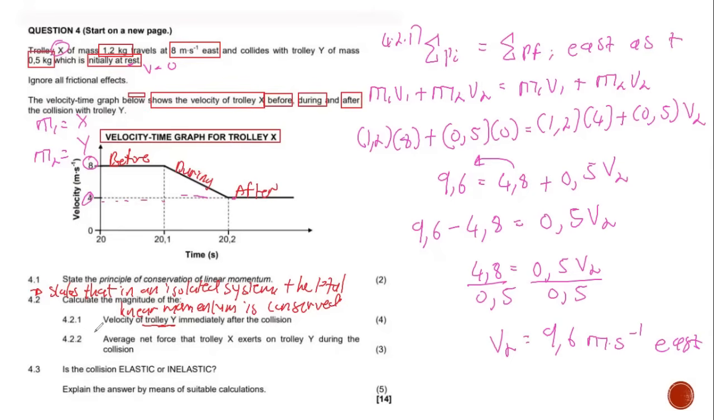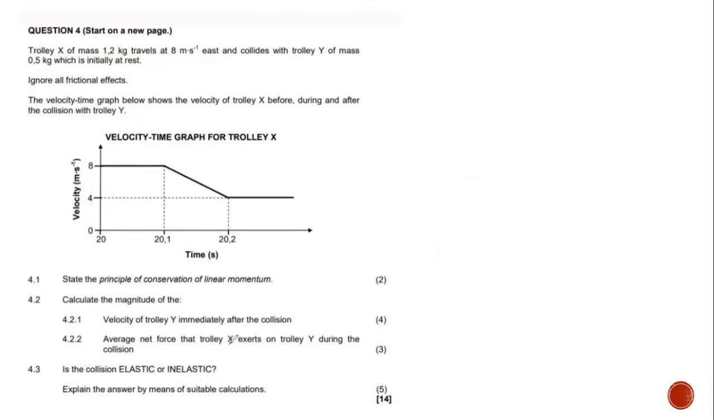Okay, nice. Then for 4.2.2, we are given average net force the trolley X exerts on trolley Y during the collision. Remember, when we are calculating the average net force, we simply calculate it based on the object that is experiencing the net force. So the average net force the trolley X exerts on trolley Y during the collision, meaning I'm using the information for trolley Y, right? So now, having to calculate, this is 4.2.2.